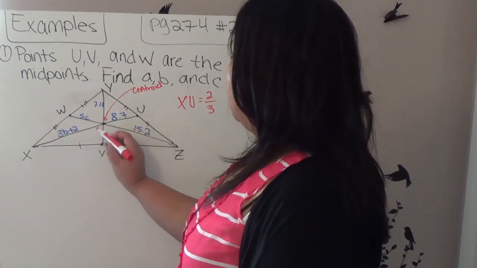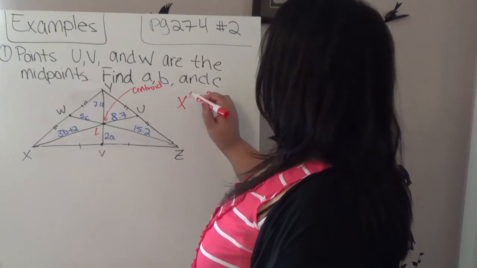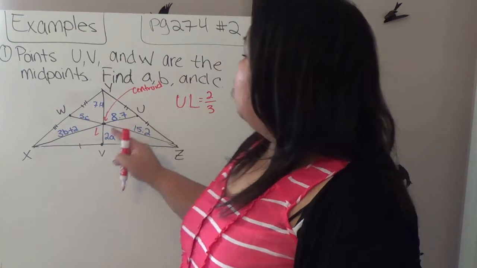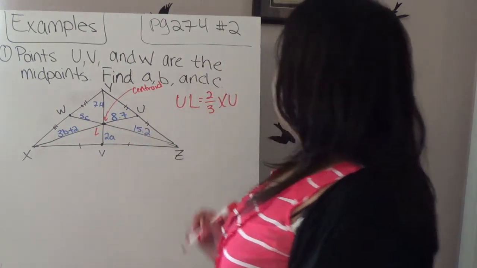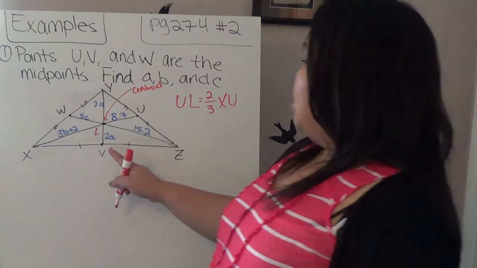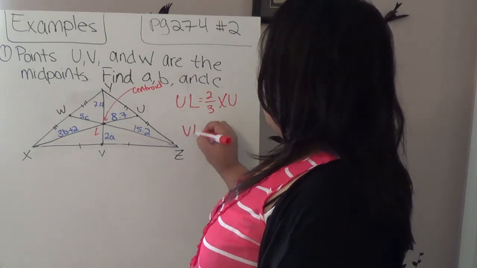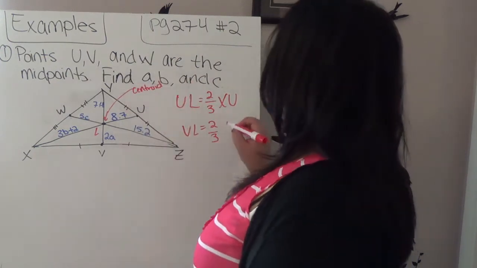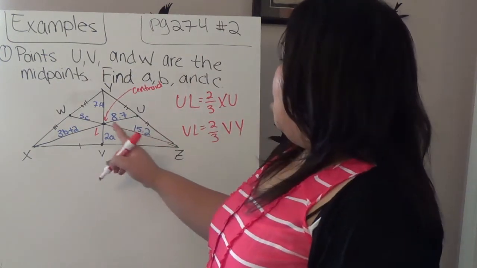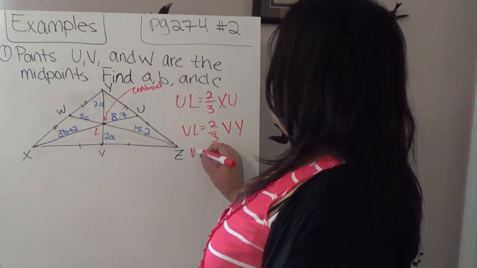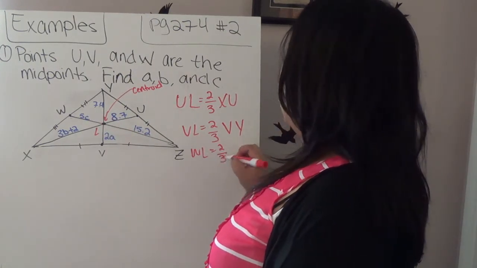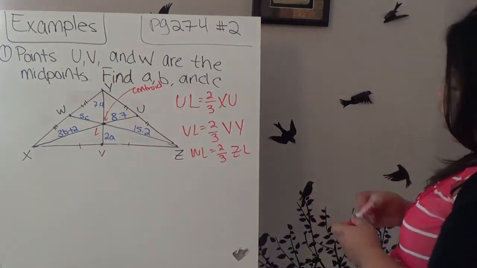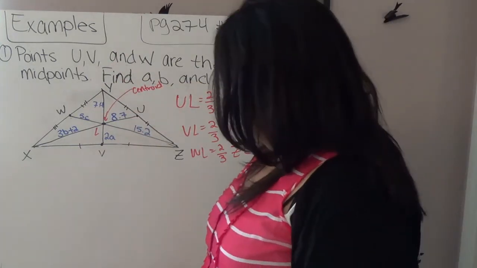Oh, sorry, let's call this L. So UL is 2/3 the entire thing, which is XU. Right? And I know here that VL equals 2/3 the entire thing, which is VY. And then this one is WL equals 2/3 ZL. Now, once I have those, then I can just fill in the numbers they give me and solve.